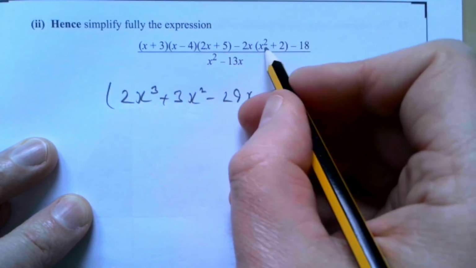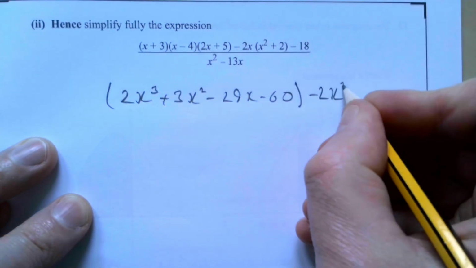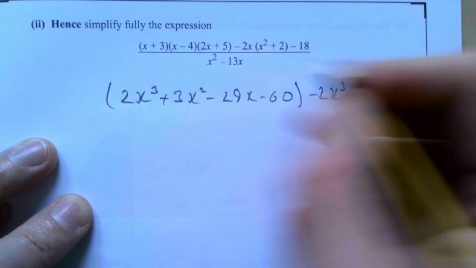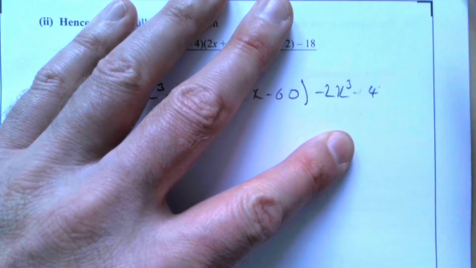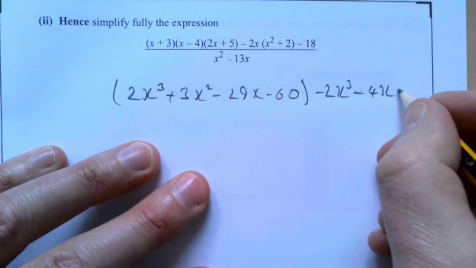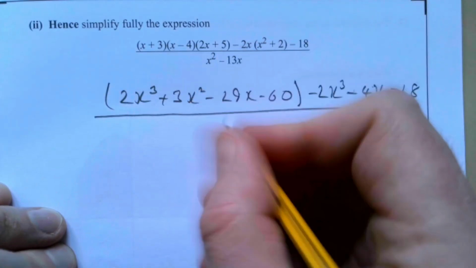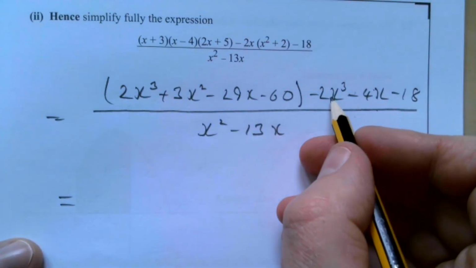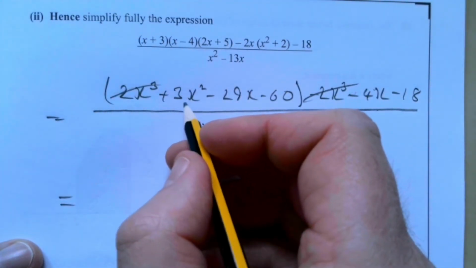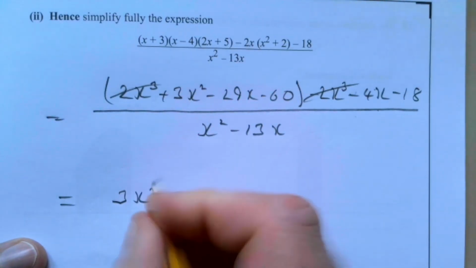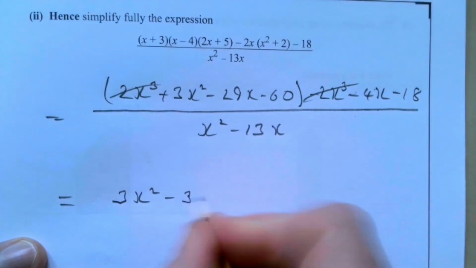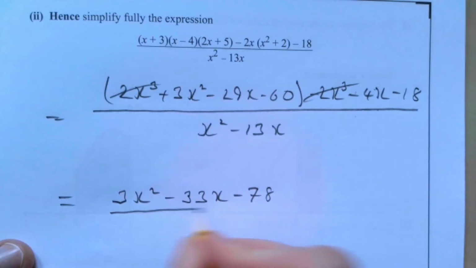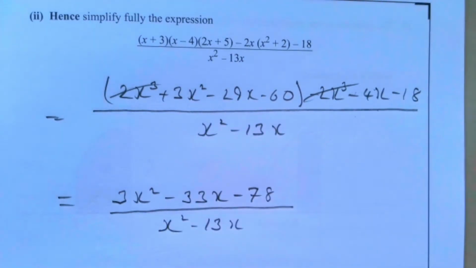Take away 2x times the x squared. So take away 2x cubed plus 4x. Do you know what? That's minus 4x, sorry. Minus 4x and then minus 18. That's all over x squared minus 13x. So tidying that up, 2x cubed, take away 2x cubed, that bit just disappears, so that's good. 3x squared stays on its own, so that's 3x squared. Minus 29x minus 4x is minus 33x. Minus 60 minus 18 is minus 78 all over x squared minus 13x.